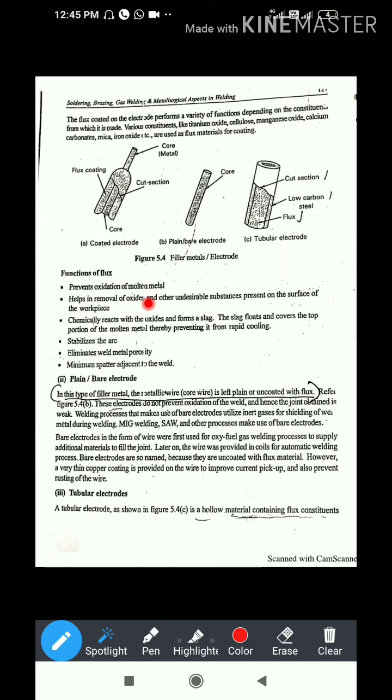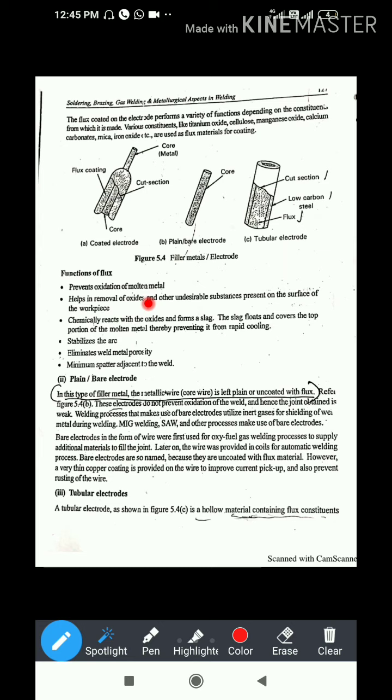Eliminate the weld metal porosity. Porosity means what? When the weld metal is in liquid form, at that moment some gases may enter the liquid metal, by which the porosity defect of the welding may occur. Entrapment of gases into the liquid metal is avoided by the gas shelter. The gas shelter is done.